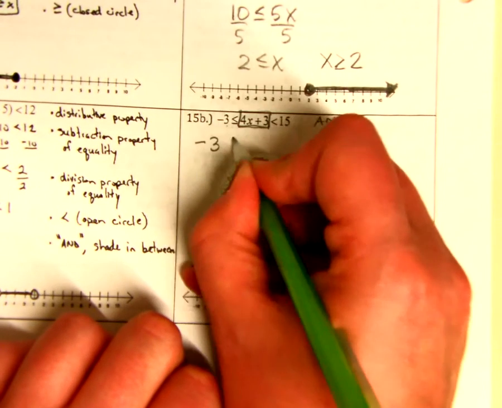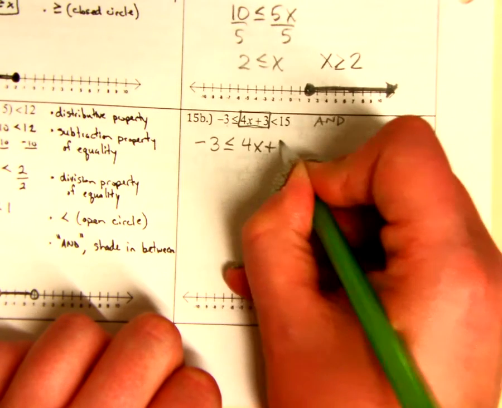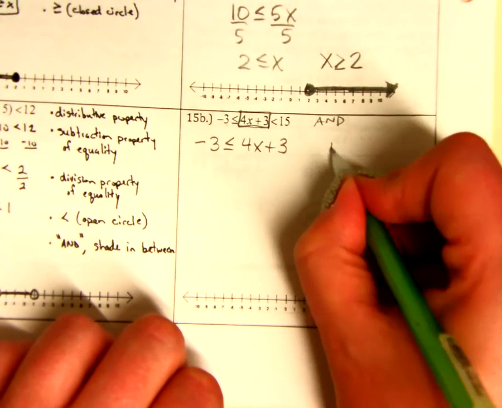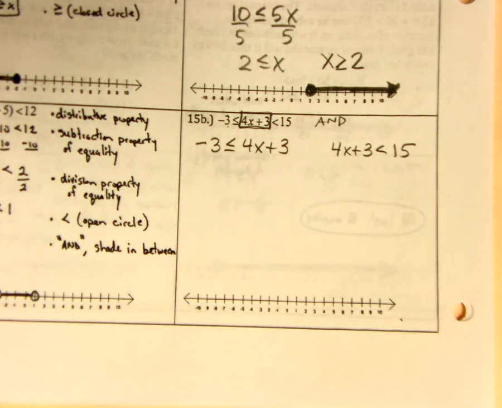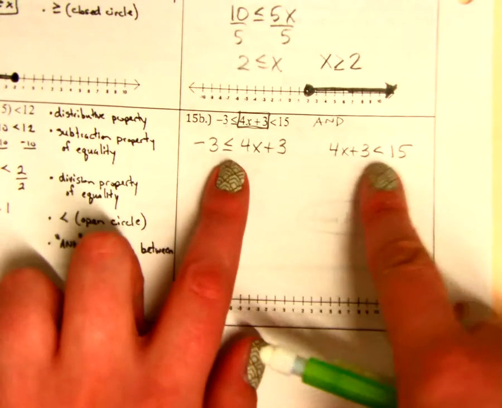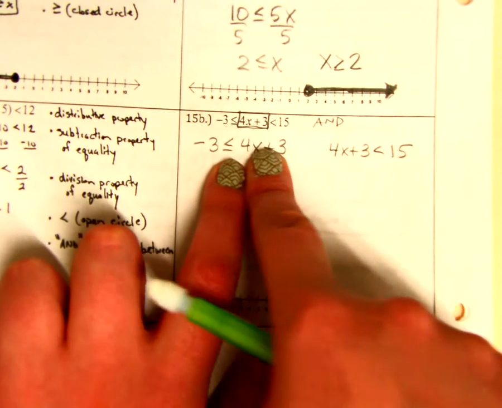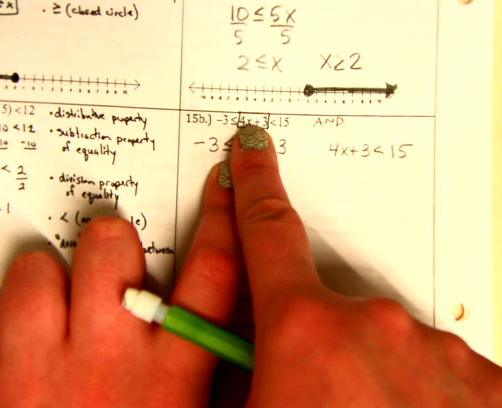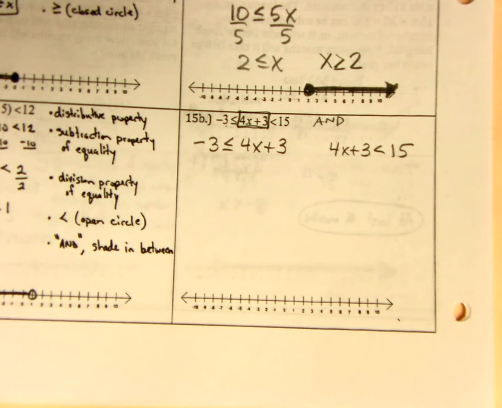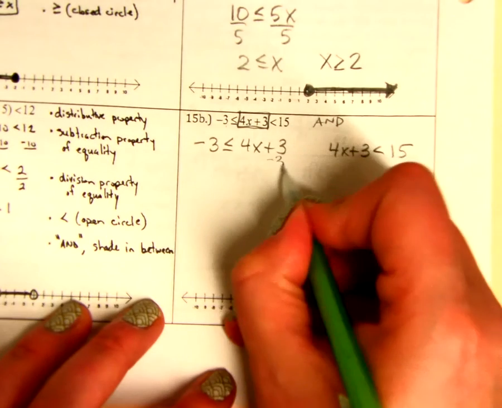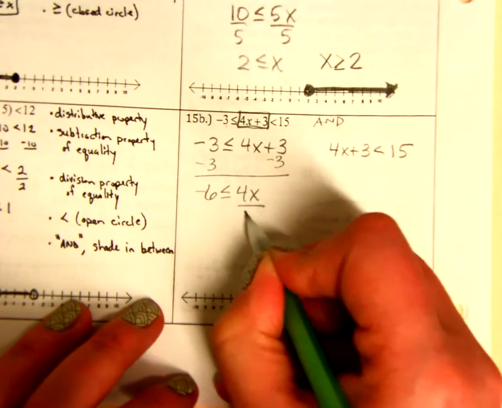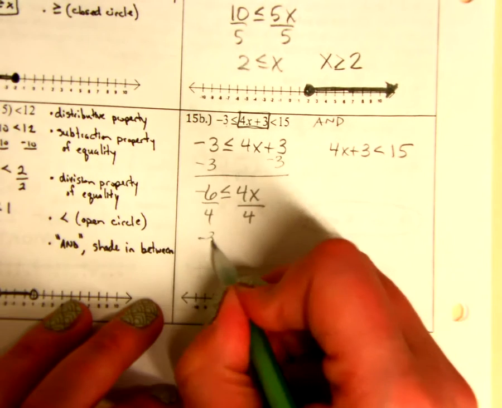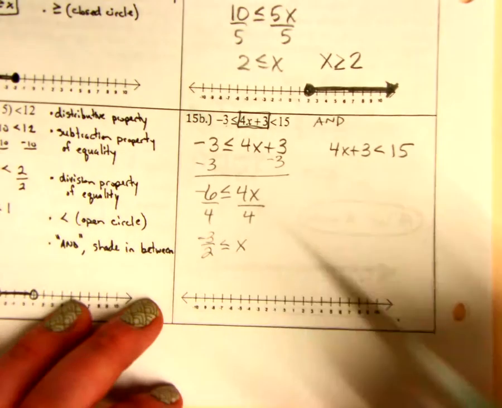Start with the negative 3 is less than or equal to 4x plus 3. And then write the 4x plus 3 again is less than 15. So you can see that if I really wanted to, if I wanted to overlap these two and put the 4x plus 3 right on top of the other one, it would look like your compound inequality. Okay, so we've split them up so it makes it easier for us to solve. Okay, we're going to subtract 3 from both sides. Going to get negative 6 is less than 4x. Divide both sides by 4, and we're going to get negative 3 over 2. Oh man, it's a fraction, and that's okay.